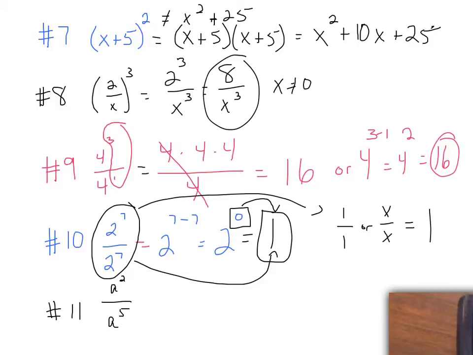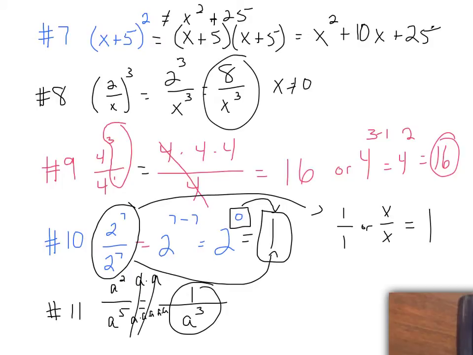All right, last one here. And now here, a squared's on top and a to the 5th's on the bottom. That means you have more a's on the bottom. How many more? It means you have 3 more a's on the bottom. Think of it as, it was a times a, and the bottom was a times a times a times a times a. And 2 of those a's canceled. Well, if everything cancels on the top, that means there's just a 1 on the top. So this is really 1 over a cubed.